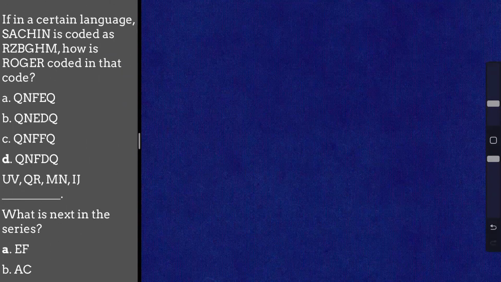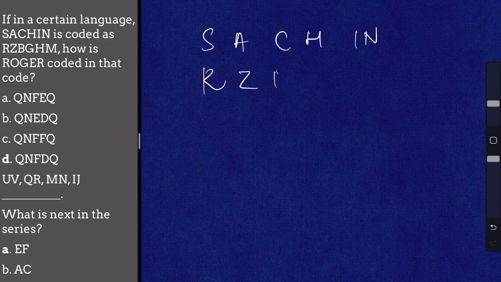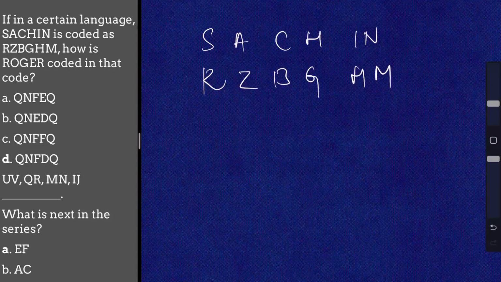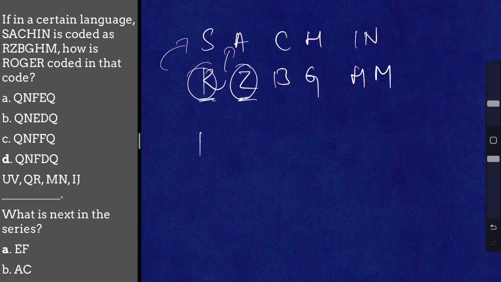In a certain language, SACHIN is quoted as RZBGHM. Okay, the previous letters basically. First comes R, then comes S, first comes Z, then comes A, so on and so forth. How is Roger coded in that language?